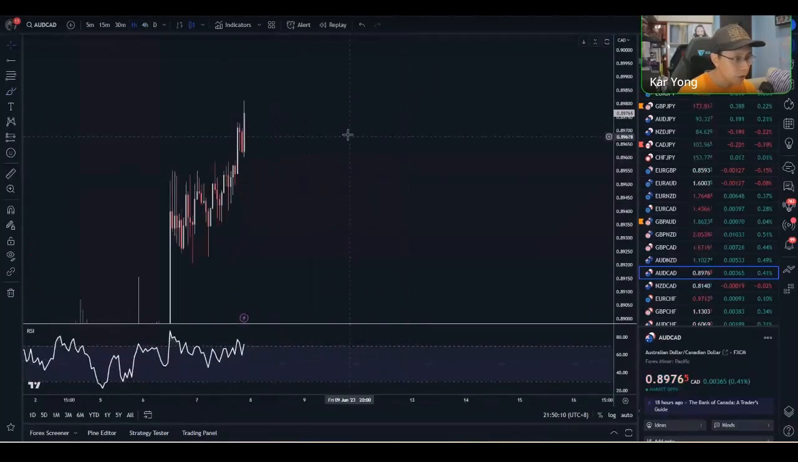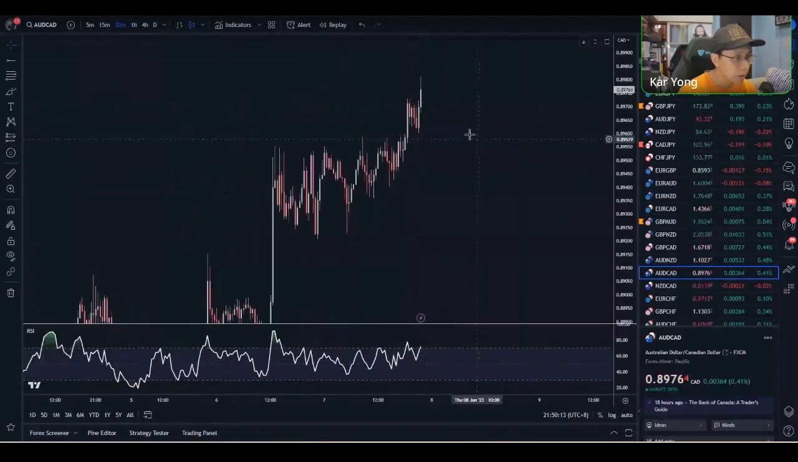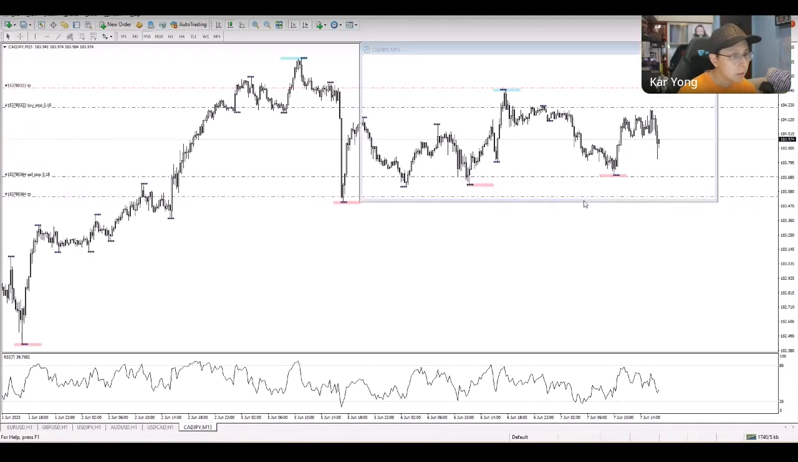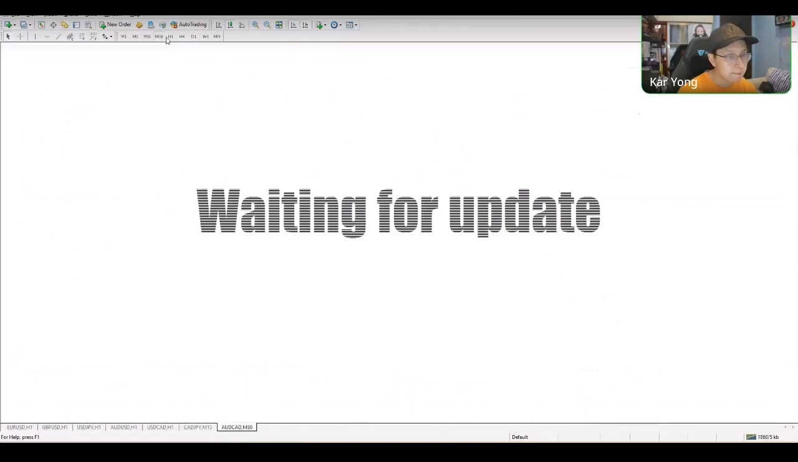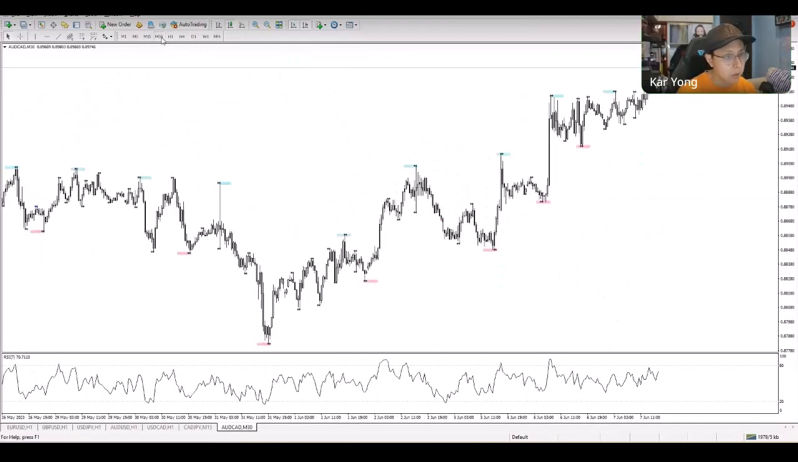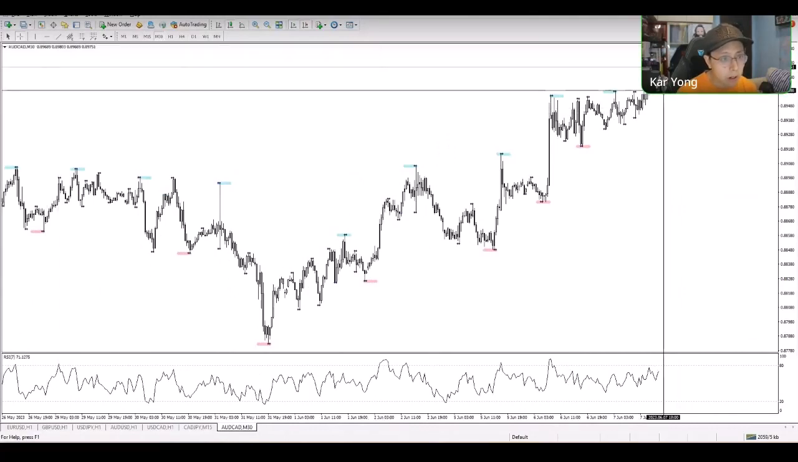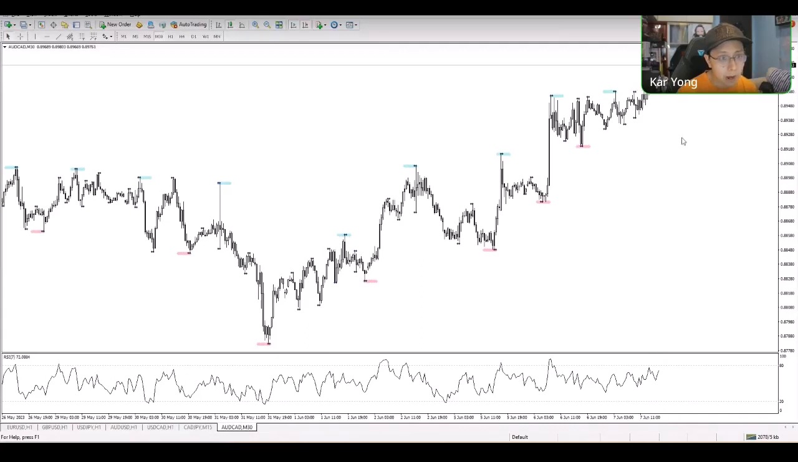Yeah, there's a divergence on this. So Aussie CAD may be something interesting as well. Let me just open up that too. So Aussie CAD, I would consider Aussie CAD as well, right? Basically this range here, give it about 25, right? So we'll look at that.